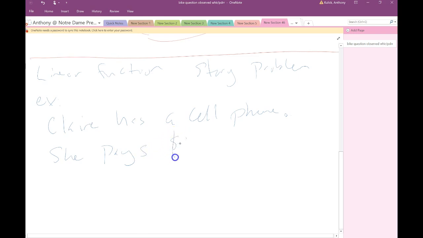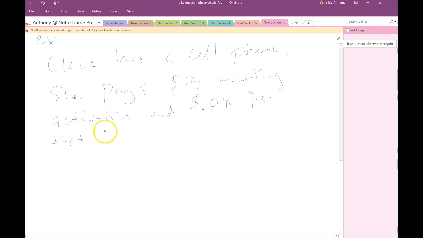Let's say she pays a $15 monthly activation fee and 8 cents per text. So we'll write a linear function to describe her monthly bill. Okay with that idea? Okay.